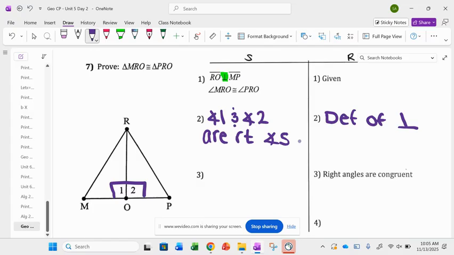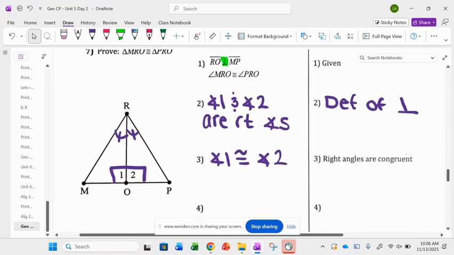And then naturally, after we declare right angles, we always have to say that those angles are congruent. So step number 3, I'm going to say angle 1 is congruent to angle 2. And the reason is right angles are congruent. All right, so that was all just from the first piece of given. Now I'm going to go to the second piece of given. It says angle MRO, so I have to mark that. Angle MRO is congruent to angle PRO, so I mark that.